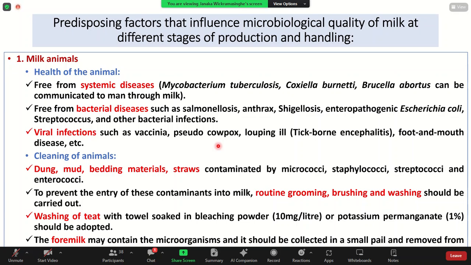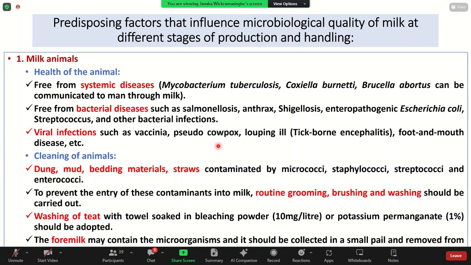E. coli, Streptococcus, right? Or any viral infections such as cowpox, right? FMD, foot and mouth disease, as we call it, right? So those things should not be there in these animals if we are using them for milk production. So we have to assure the health of these animals.